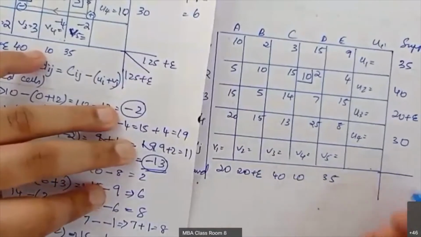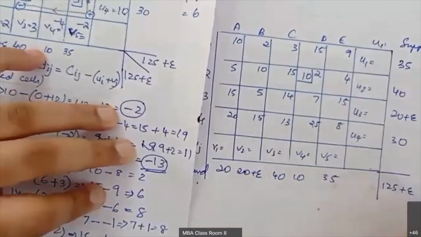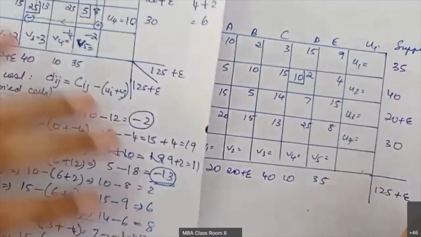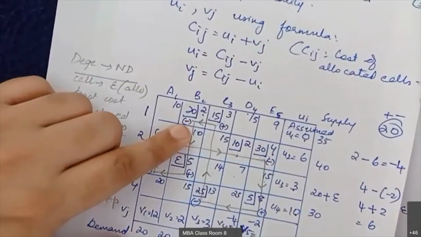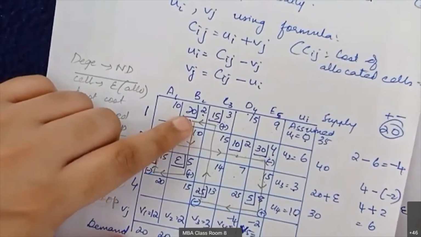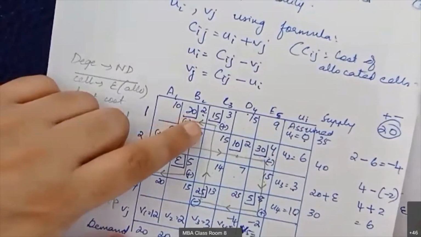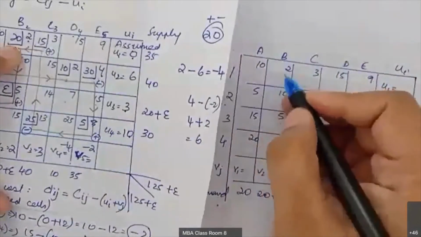Okay, what will you get? It is 125 plus epsilon. Okay, now what will I do? I have made changes in here or no? I am going to subtract 20 from the allocation in this cell. So 20 minus 20, what is the value? 0. Okay, so in this cell, I will not do anything.